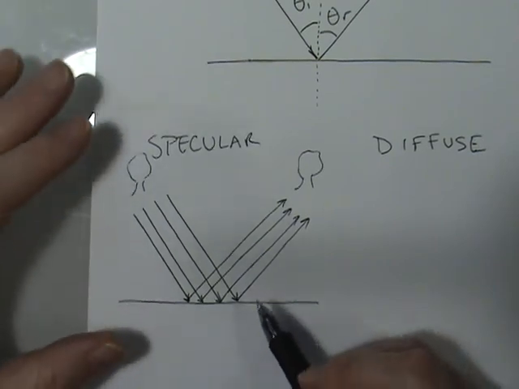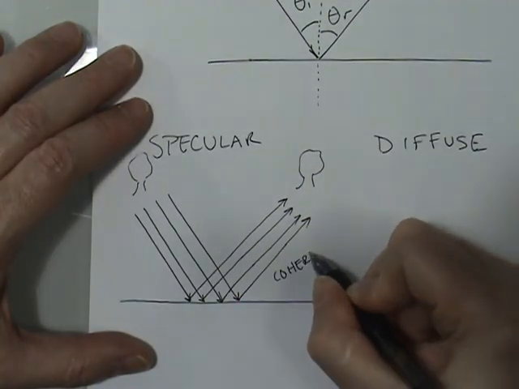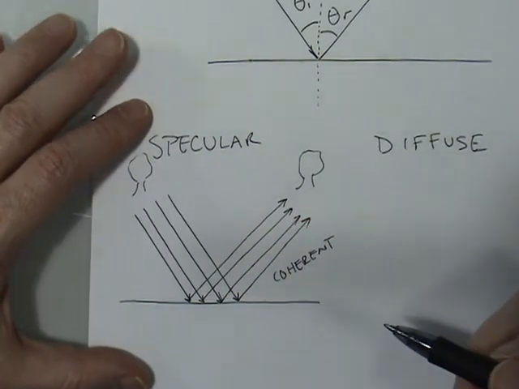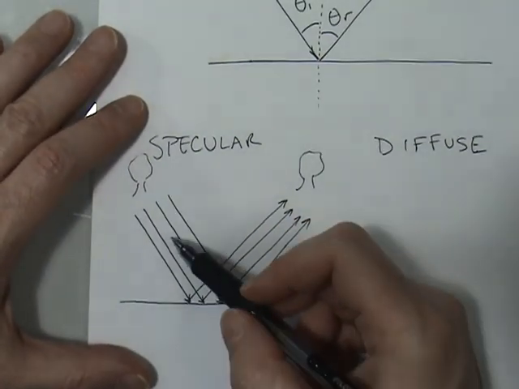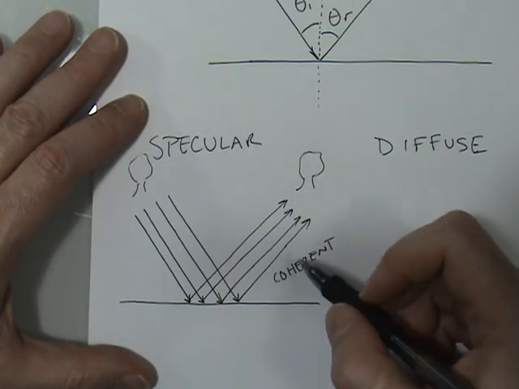And the word for that is coherent. The light is coherent. So as long as the light remains coherent, you should see the image of whatever that light came from. If it was from a light or something it bounced off of, you should be able to see the coherent image.